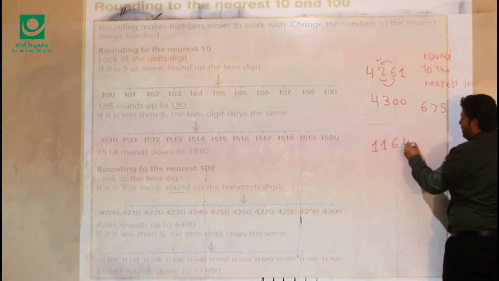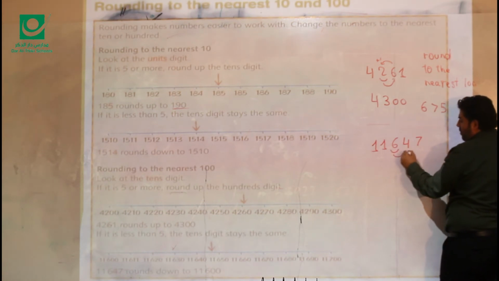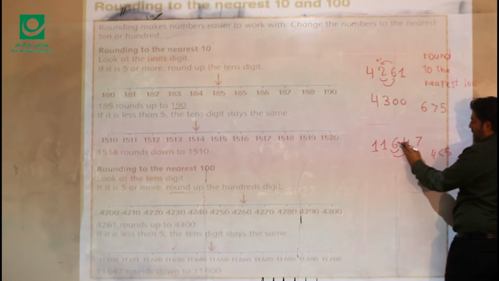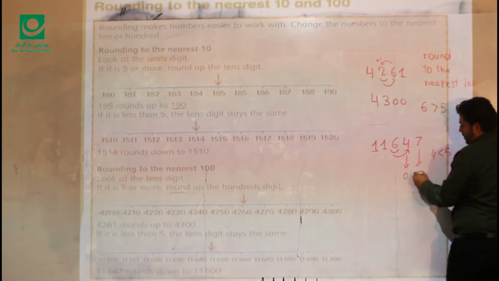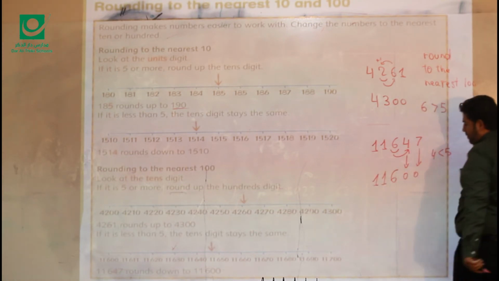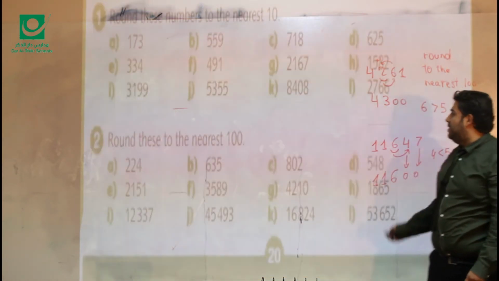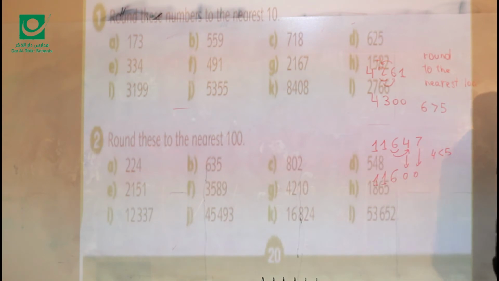Going to another example. 11,647. Round to the nearest hundred. This is the 100. I'm looking at the number before. 4 is less than 5. Everything turns to 0. 4 turns to 0, 7 turns to 0. 6 stays the same. 11,600 is the answer. Now we will see a quick exercise.